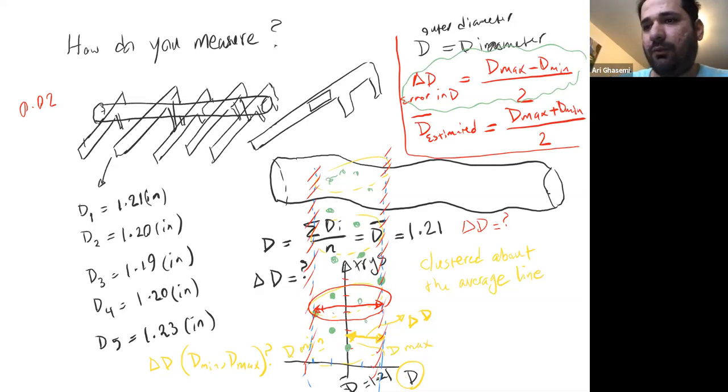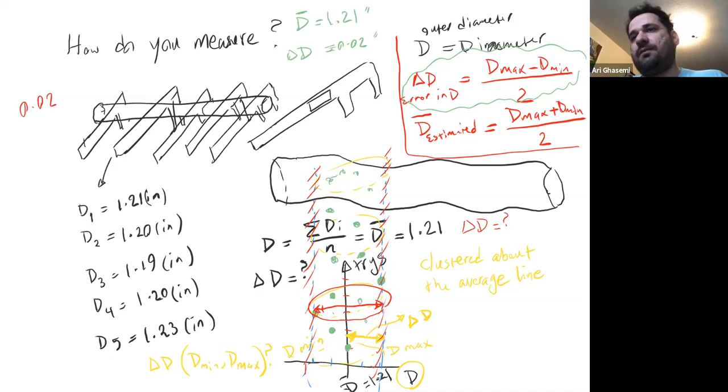So if you want to report to your boss, you report two numbers. Let's write it here. You report the average D is equal to 1.21 inches, and then delta D is equal to 0.02 of an inch. That's kind of like the uncertainty or error in your measurement.